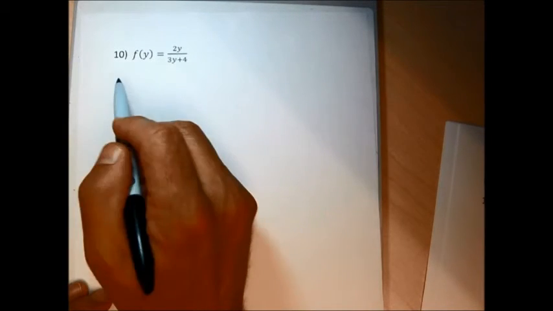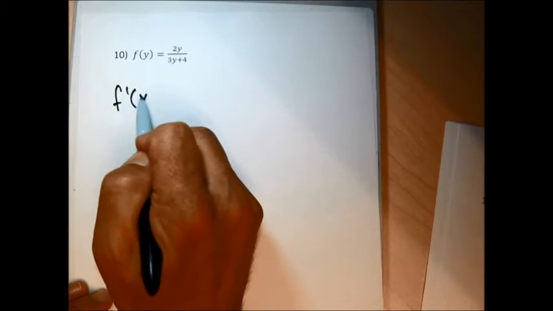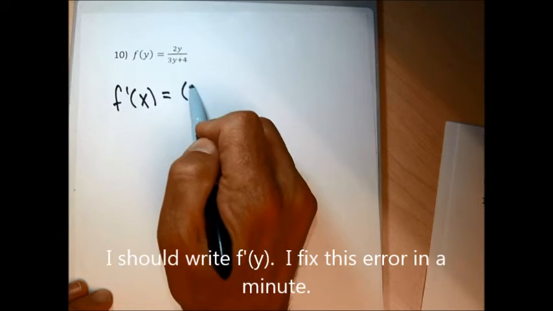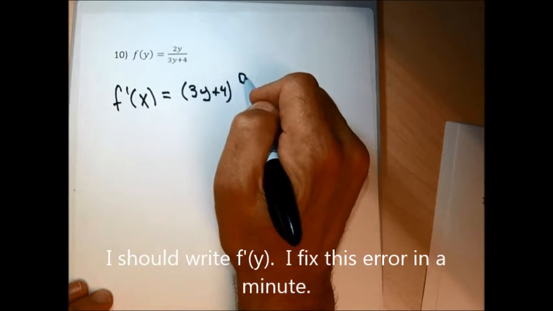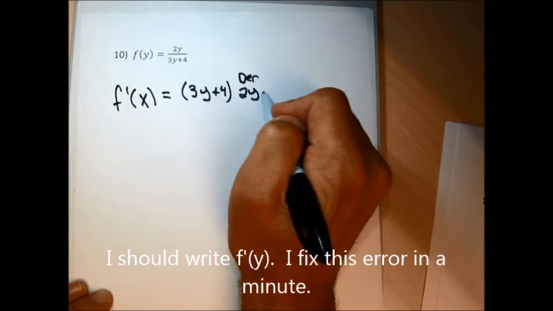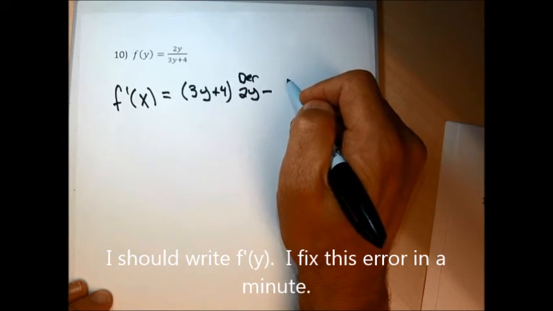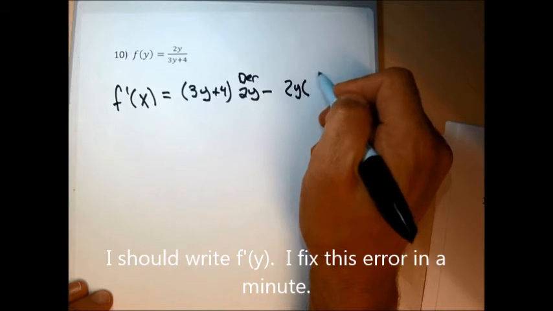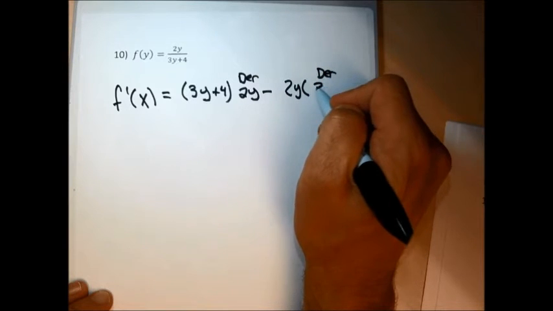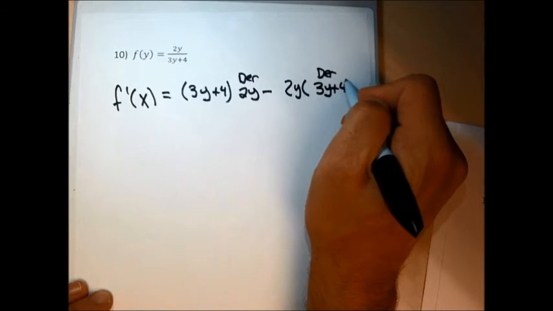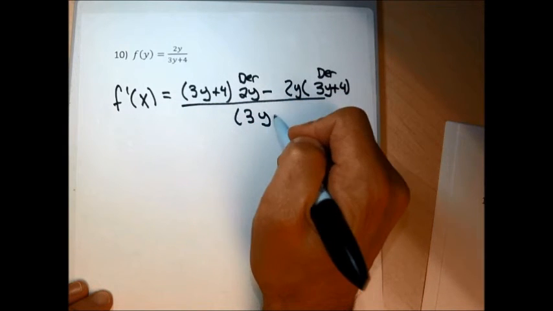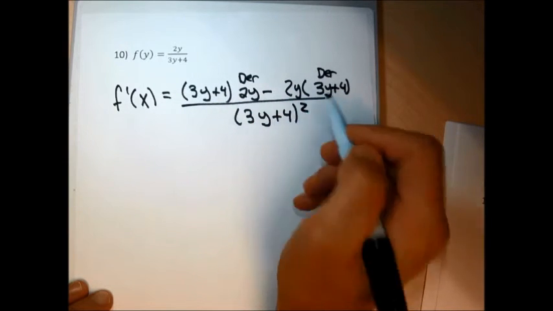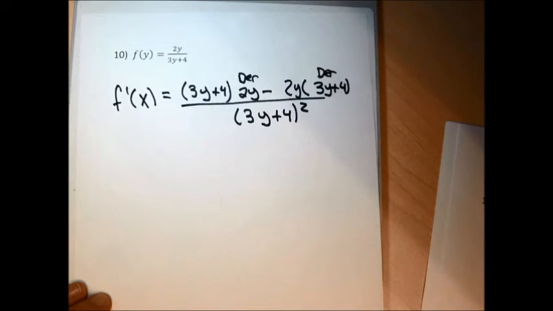10 is another quotient rule. Again, for a quotient rule, I need to take the denominator, multiply by the derivative of the numerator, minus the numerator, times the derivative of the denominator, all over the denominator squared. And the denominator I never FOIL out. So that's the generic setup.